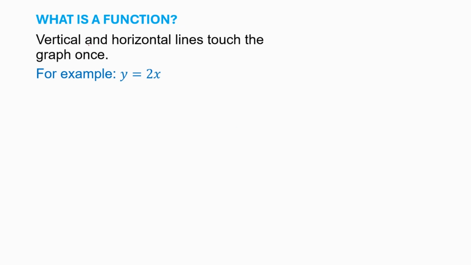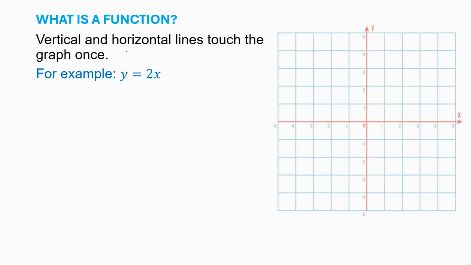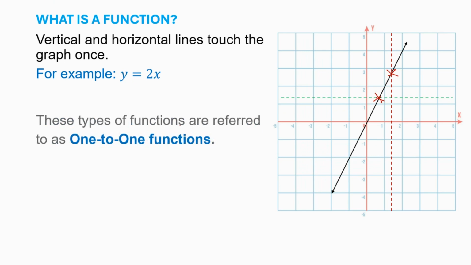For one-to-one functions, vertical and horizontal lines touch the graph once, like this. y is equal to 2x is a straight line that passes through the origin. So the vertical line cuts the graph once here, and then the horizontal line also will cut the graph once, like that. So these types of functions are referred to as one-to-one functions.